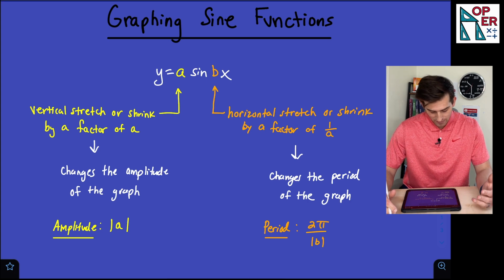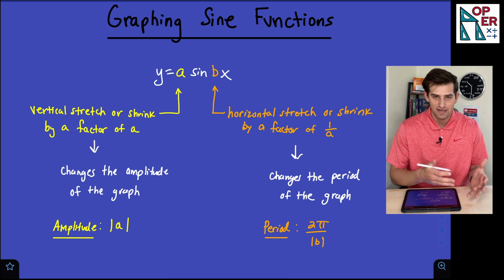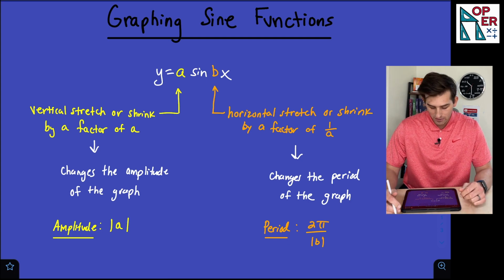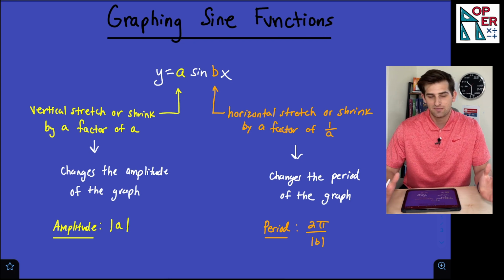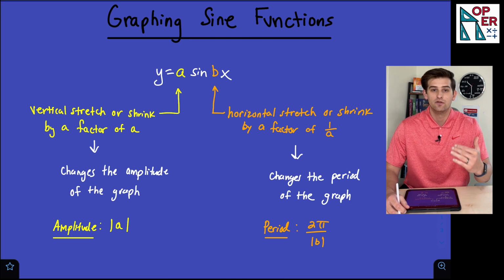So it changes the amplitude of the graph, and the amplitude we can find by just taking the absolute value of a. Now b, on the other hand, would be our horizontal stretch or shrink, and this is by a factor of 1 over b. Just like we looked at transformations through all different types of functions, horizontal is kind of opposite of what it looks like. So if we see, for example, a pi in the place of b, then it would actually be a horizontal shrink by a factor of 1 over pi.